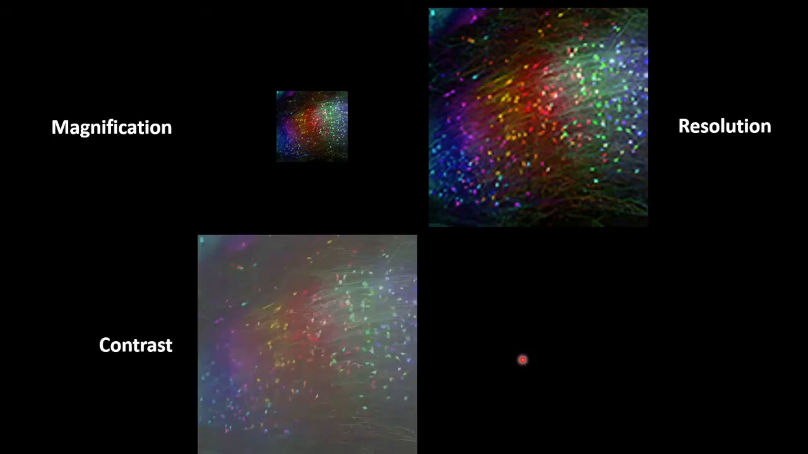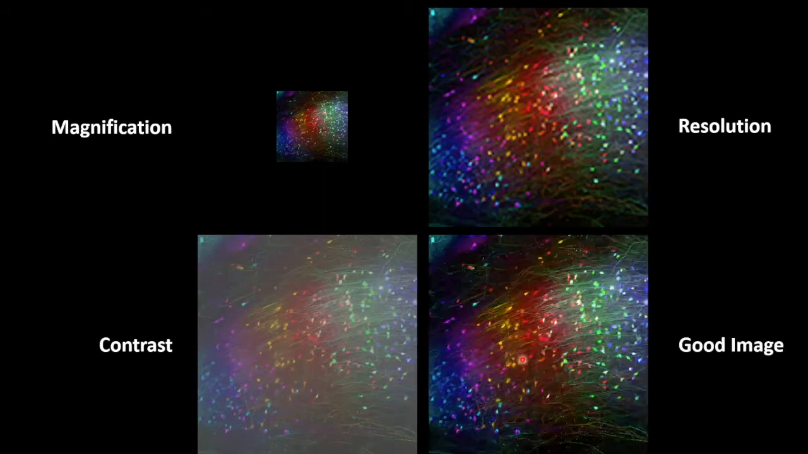Another one is contrast, which is kind of like the signal to noise ratio. If the signal to noise is low, in this case you can see there's a fog across this picture, so you don't see the detail very well. There's just not enough contrast and signal to noise here. Altogether, reaching the optimum will give you a good image.